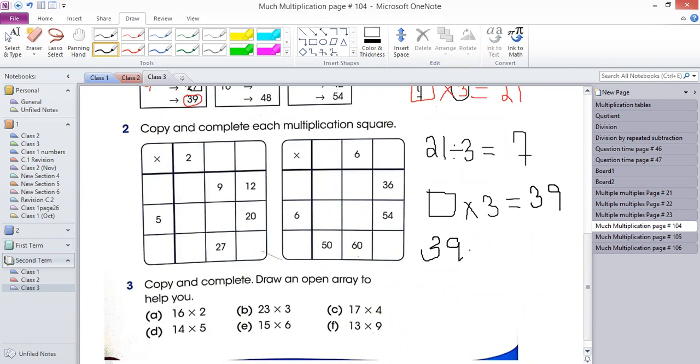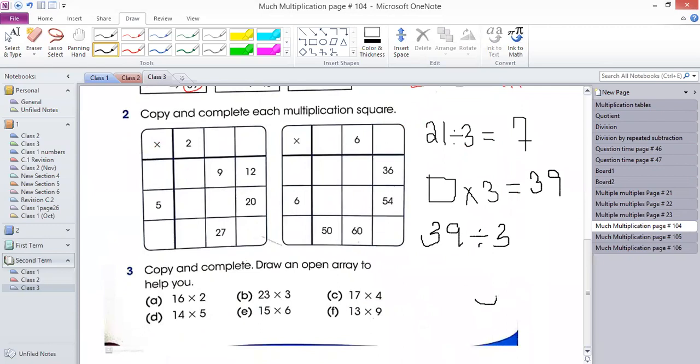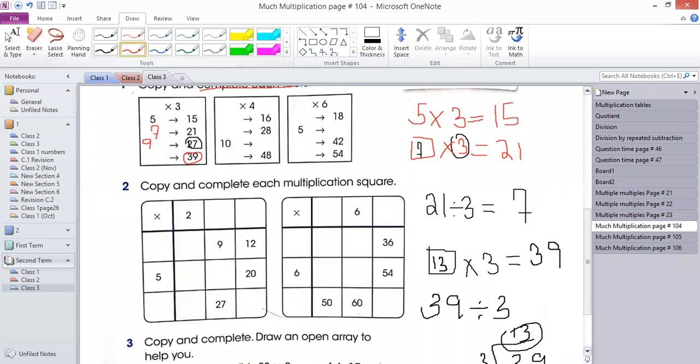Simple. You can divide 39 by 3 with the help of long division. 39 divided by 3, 3 outside. 3 1s are 3. 3 minus 3, 0. 9 down. 3 3s are 9. 9 minus 9, 0. So the answer is 13. 13 is the number. When you multiply it by 3, you will get 39. So you will write here 13. 13 is your answer.